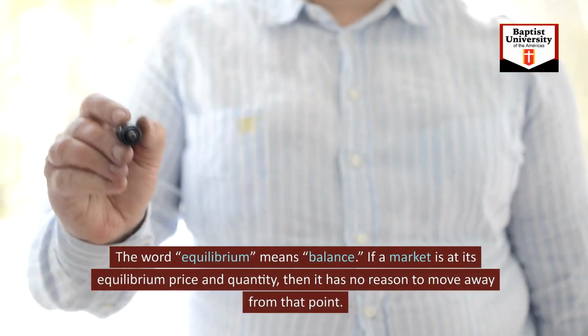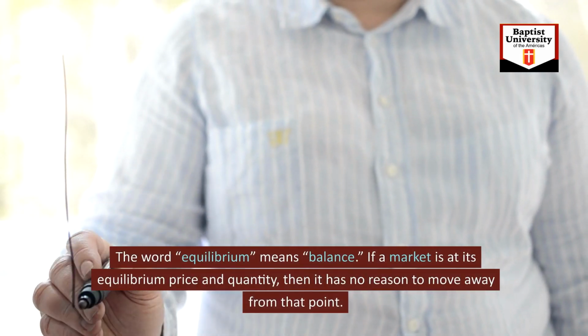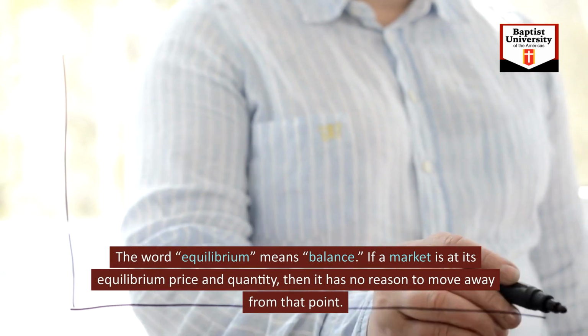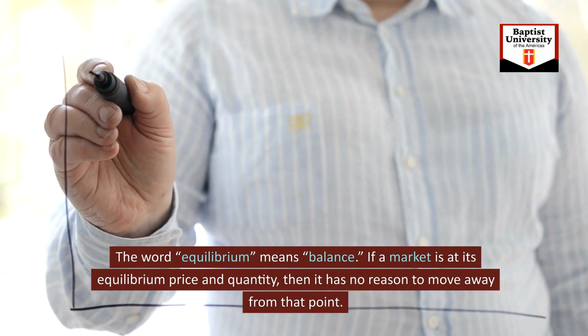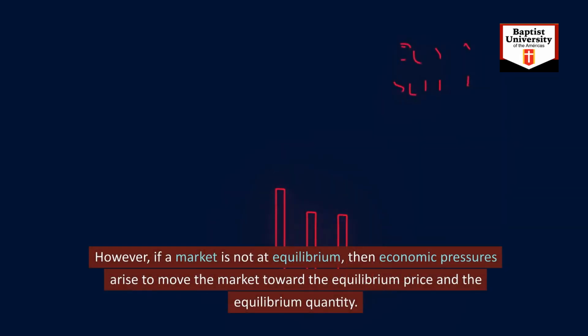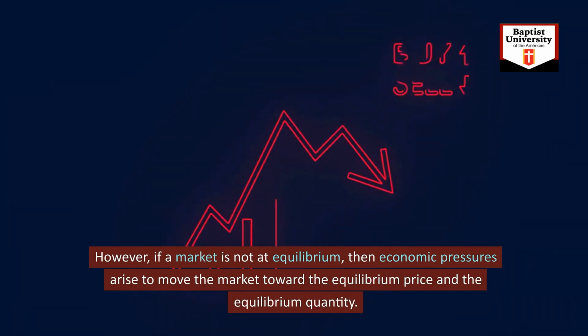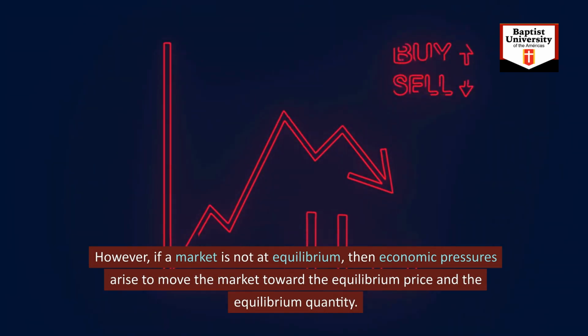The word equilibrium means balance. If a market is at its equilibrium price and quantity, then it has no reason to move away from that point. However, if a market is not at equilibrium, then economic pressures arise to move the market toward the equilibrium price and the equilibrium quantity.